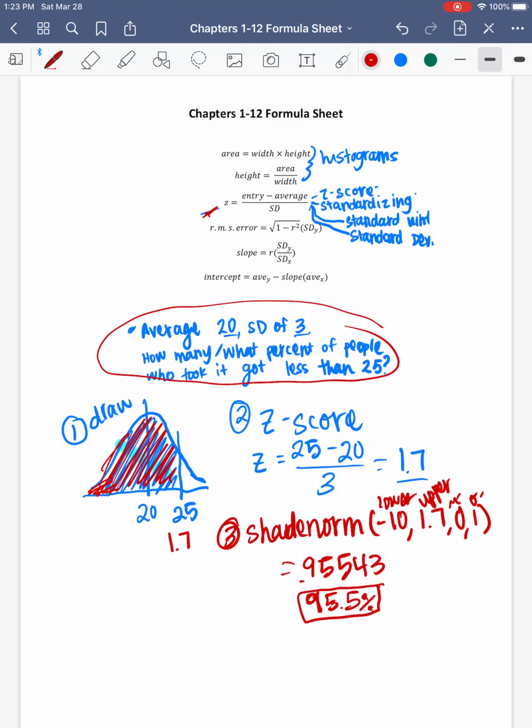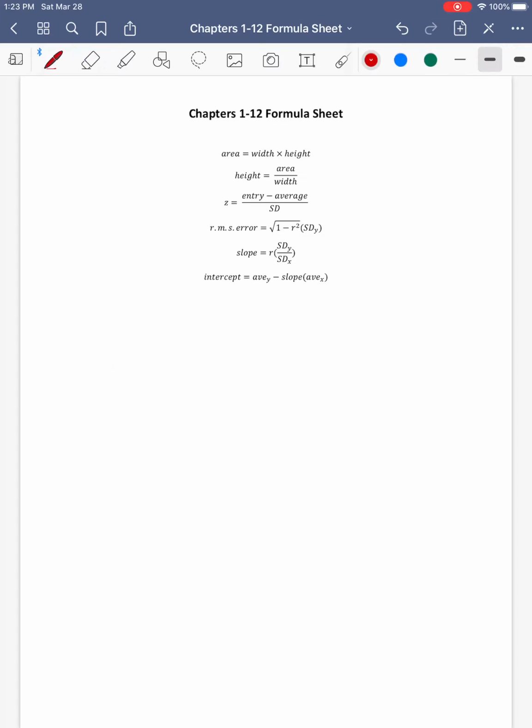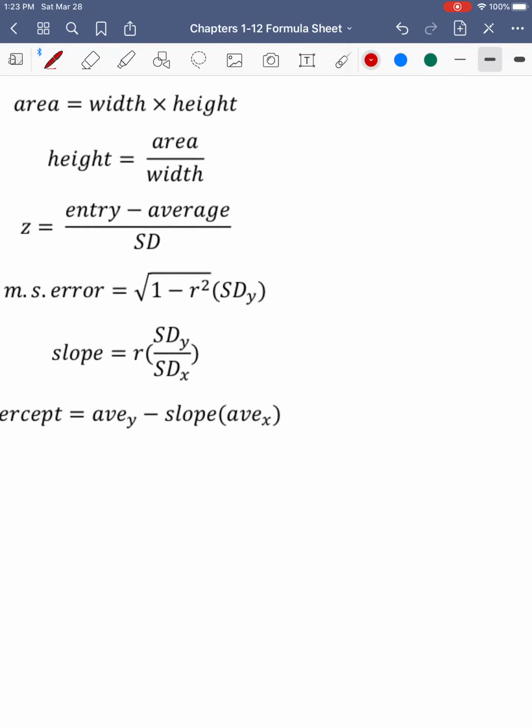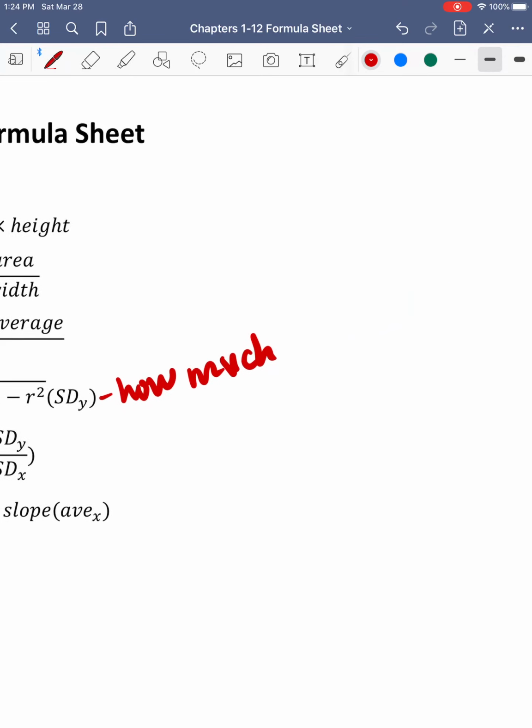The next formula we need to look at is the RMS error. Okay, RMS error is dealing with linear regression. So linear regression, we started that with chapter 8, maybe. With linear regression, you'll be asked to predict some y value based off of an x, and you'll plug it into a y equals mx plus b formula. And then you'll be asked, how much is this prediction likely to be off by? Sorry, handwriting's not great on this.